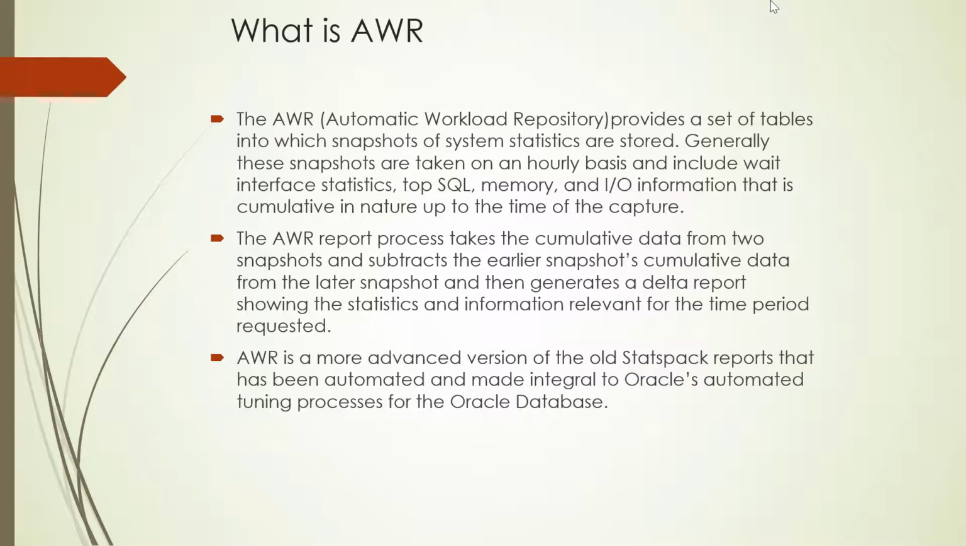The statistics you get from the higher snapshot minus the lower snapshot give you the exact cumulative figures: how many SQLs were running during a particular duration and what the health of your total database was at that point of time. It's an advanced version of the old Statspack. Before Oracle 8i, it was the old Statspack, then they turned it into AWR. This has been automated and made integral to Oracle's automated tuning process.